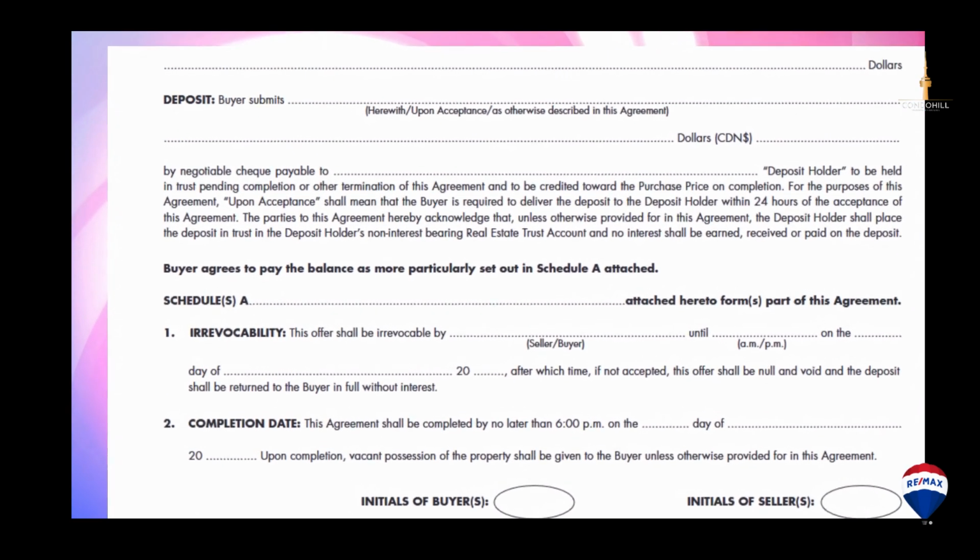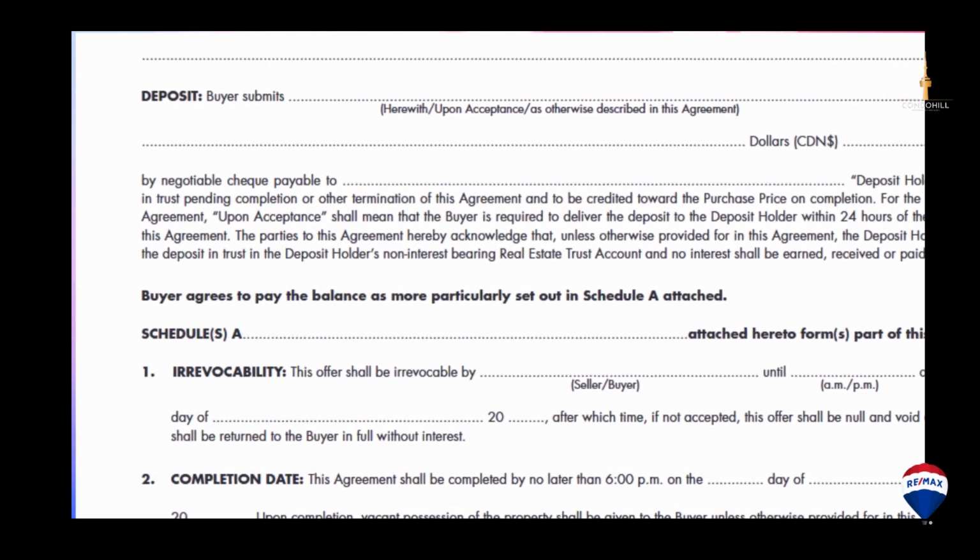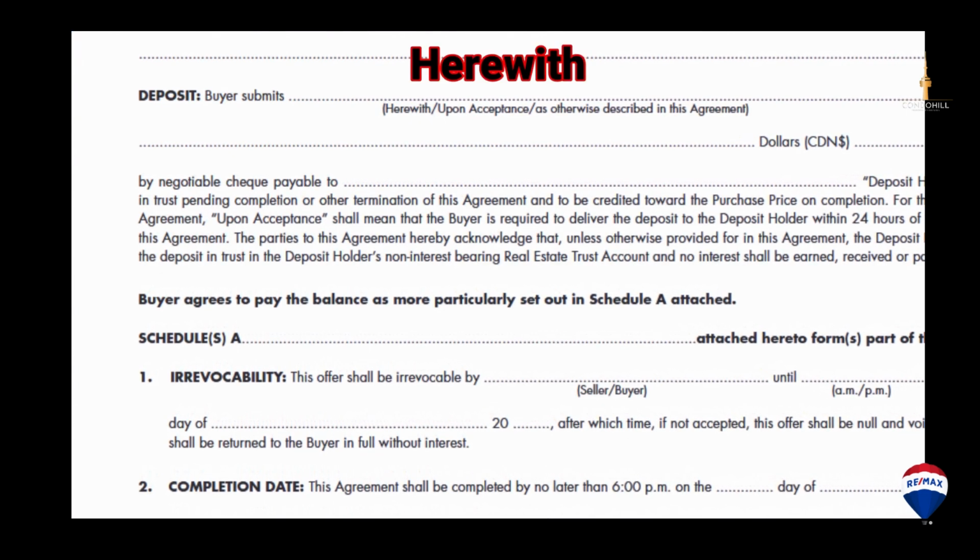The deposit clause outlines when and how the buyer provides the deposit money. These phrases define the timing of that payment. Herewith. Let's start with herewith. This is a more formal way of saying with this document or enclosed.